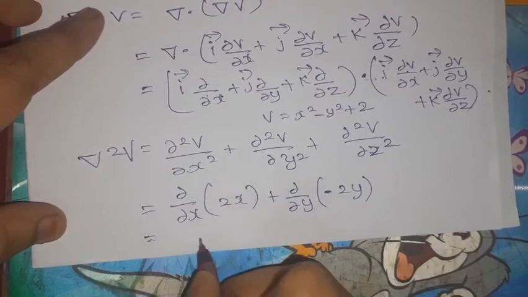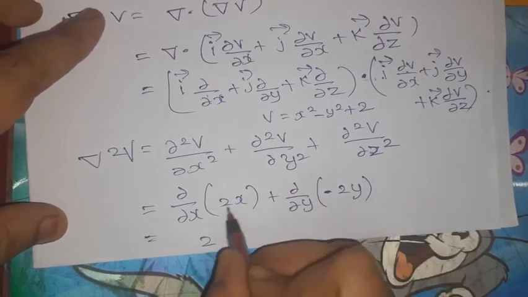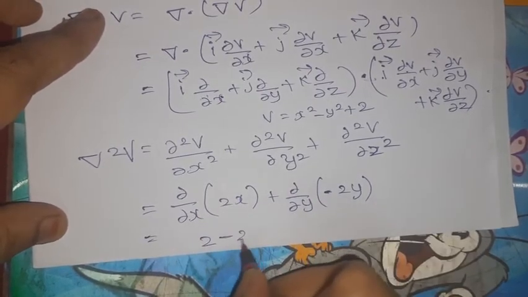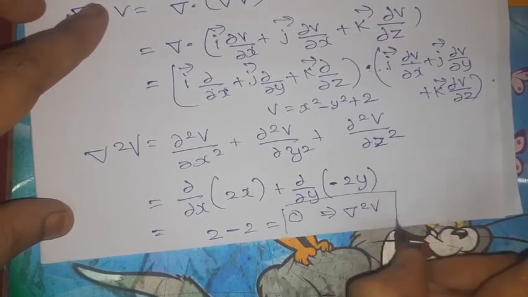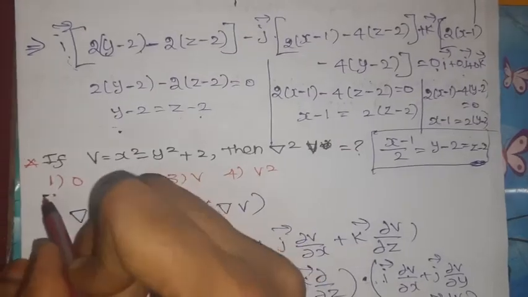Again with differentiation, 2, here minus 2. So 2 minus 2 is 0. What is obviously del squared V? For this problem it is 0. Option 1, 0, is the right option.